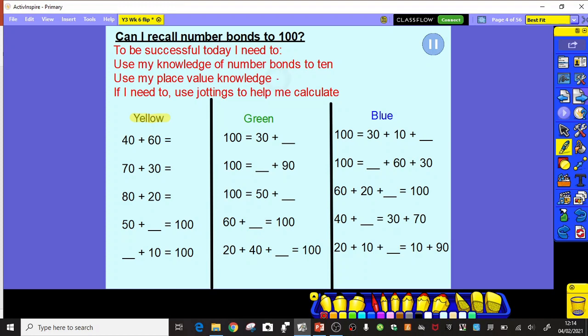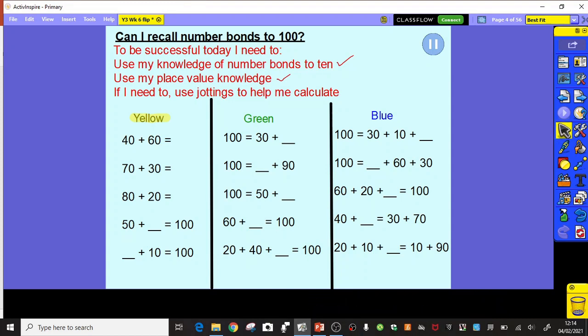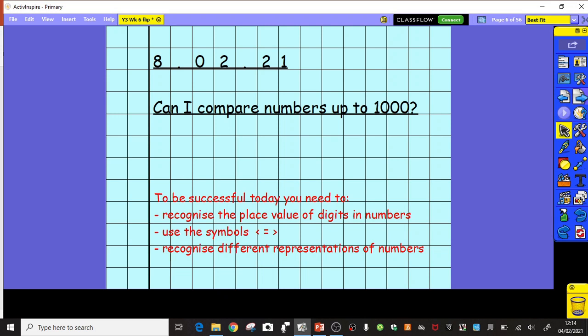You're going to need to use your place value knowledge as well, and off you go. Choose your challenge and have a go. Fantastic. Let's have a look and see how you get on. Brilliant. Some nice quick maths there for a Monday morning.